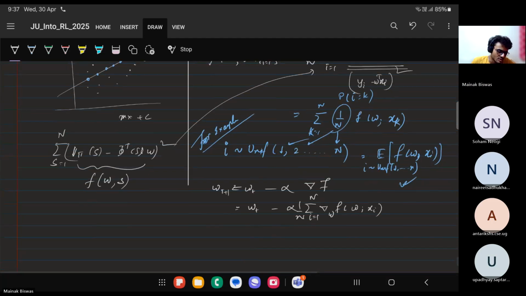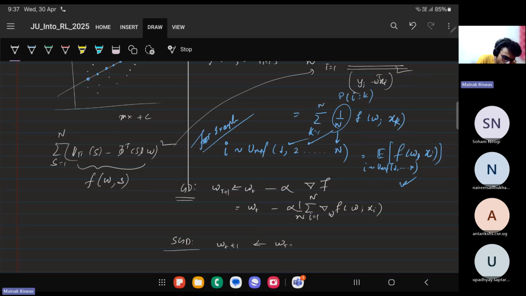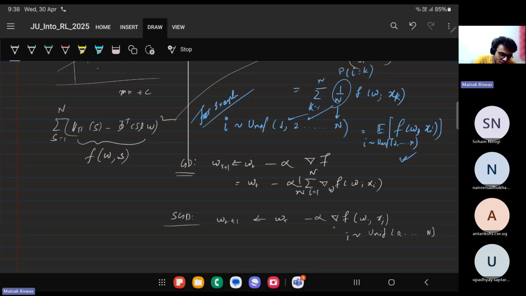Okay, so now I say that this is your GD, but my SGD will be W_{t+1} equals W_t minus alpha times the gradient of f of W, x_j, where j is sampled from uniform 1 to N. So why do I do this? I say that this is a random variable, right? This is not the total gradient. This is one of the gradients, which will be a random variable of the actual gradient. Yes or no?